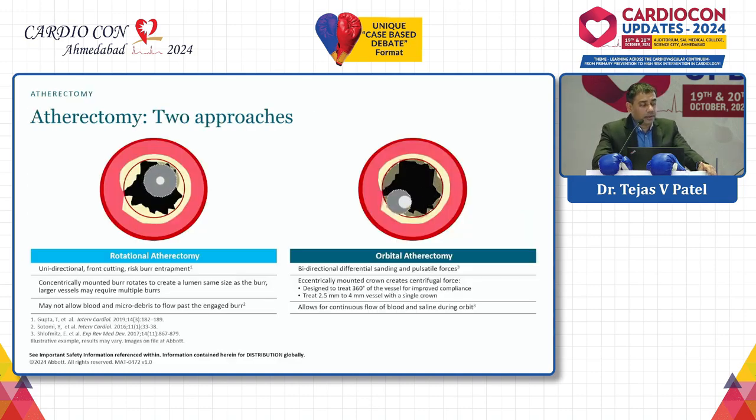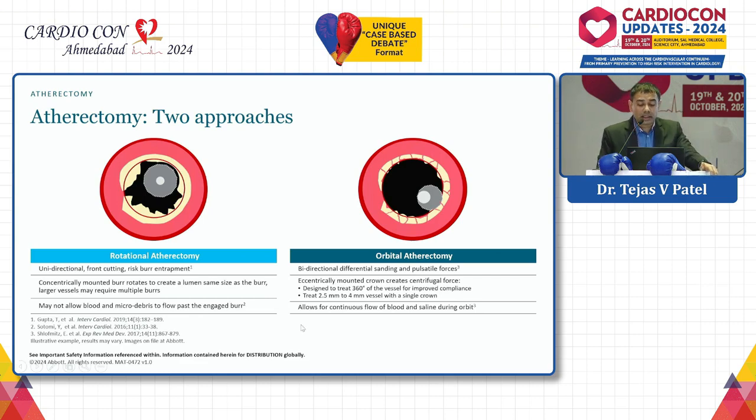So, atherectomy devices, if we see the two devices we use clinically right now. Rotational atherectomy is a unidirectional front cutting device, as we all know. That's the reason sometimes there is a risk of burr entrapment. While the orbital atherectomy is bidirectional, and at the same time, it does sanding as well as cutting of the deeper calcium. The second important thing is that with rotational atherectomy we can create a lumen of the burr size only. We can't gain a lumen bigger than the burr size.